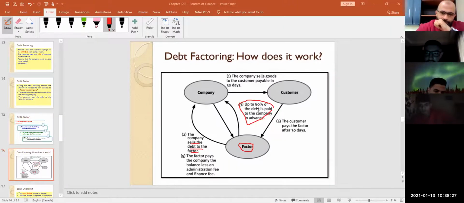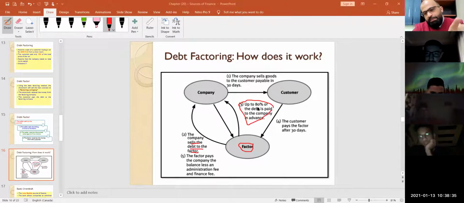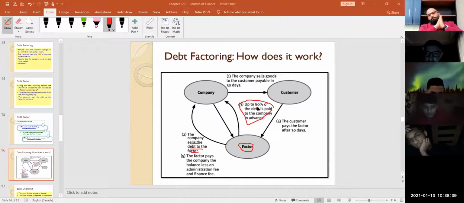Look at this. You're going to receive only 80% of the 140,000. So the 20%, which is the discount, is the cost for you. You will not get back all of the 140,000, you will only get 80% of the 140,000. So the 20% is the cost of debt factoring. Understood?